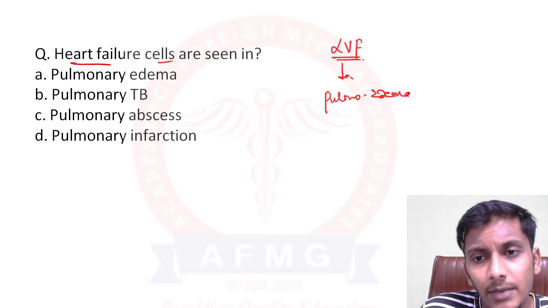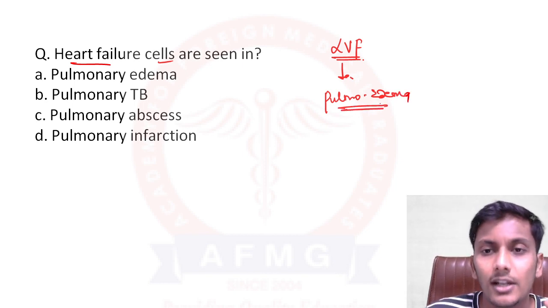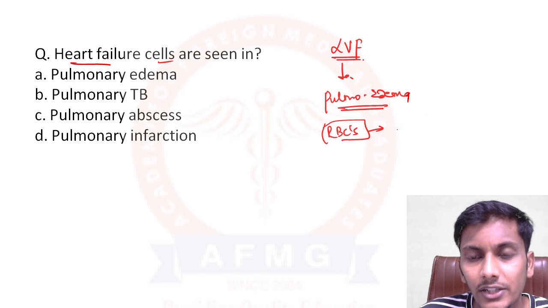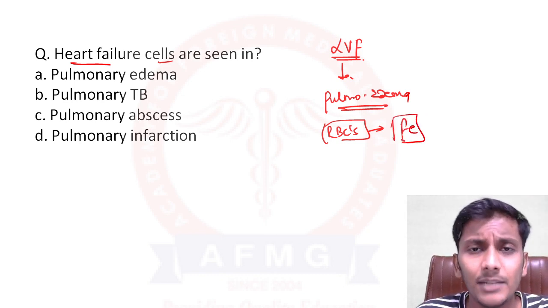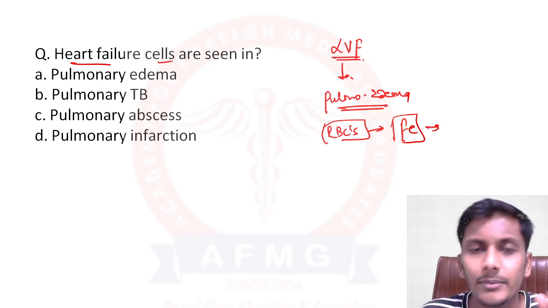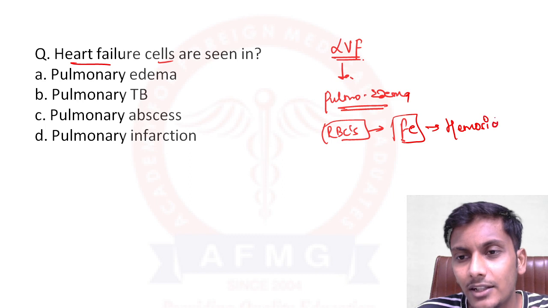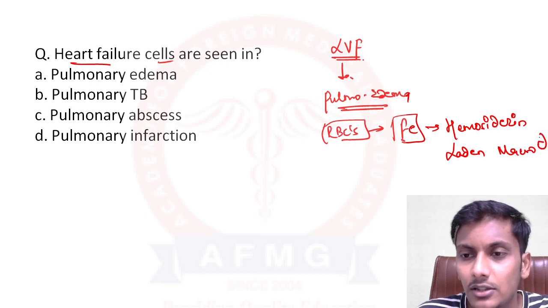Along with pulmonary edema, there is extravasation of fluids along with RBCs, and these hemolyzed RBCs would lead to release of iron. So there would be iron laden macrophages, or hemosiderin laden macrophages, due to the hemolysis of RBCs.